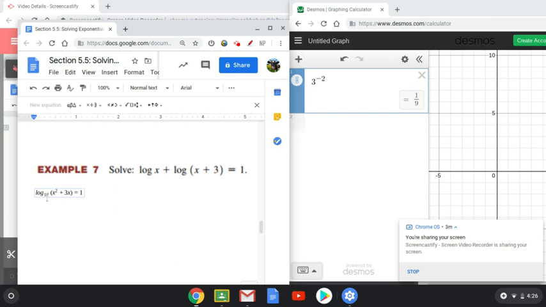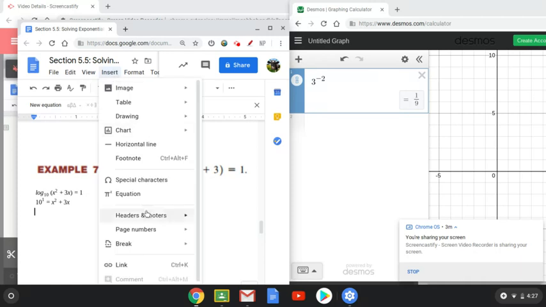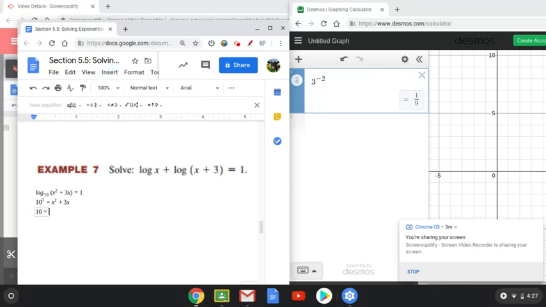You have three different pieces here. You have a 10, you have an x squared plus 3x, and you have a 1. Which one of those is going to be my exponent? Well, it's the one that appears by itself. It's the 1. So when I rewrite this equation in exponential form, it's going to say 10 to the first equals x squared plus 3x. So the 10 and the x squared plus 3x were written down like normal. It's the 1 that became my exponent. Well, what is 10 to the first? It's just 10. So you have now 10 equals x squared plus 3x.